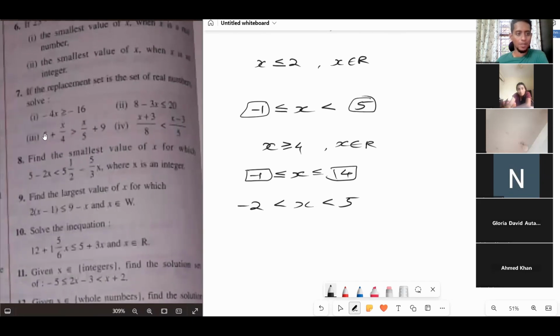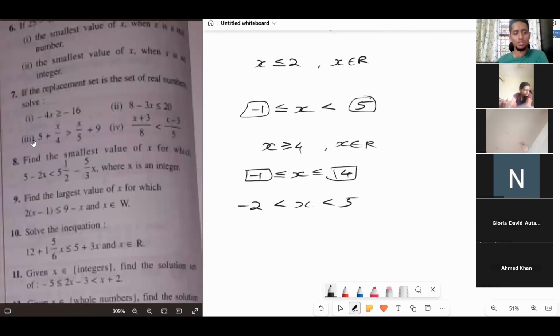Okay, next 7.3. We'll do 7.3 and 7.4. Okay, do 7.3.